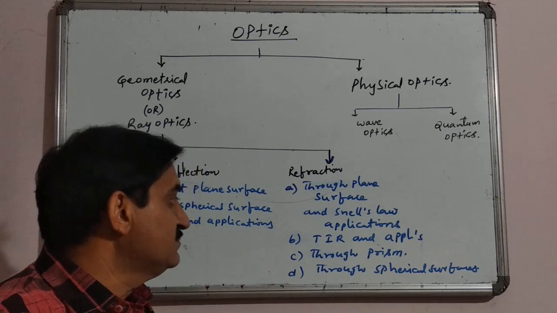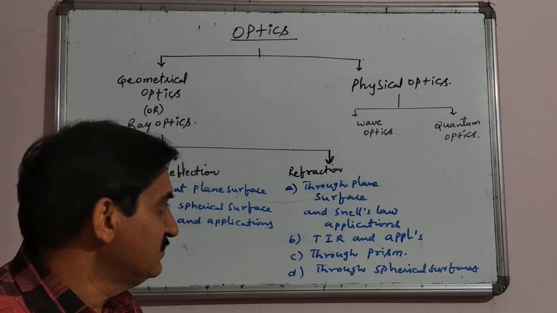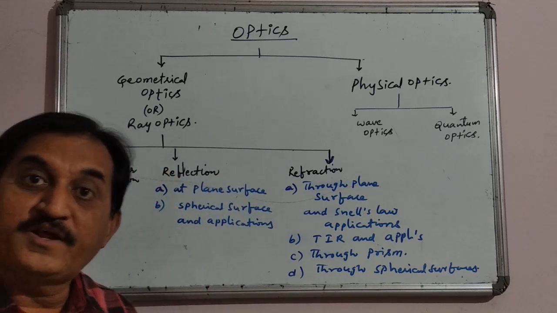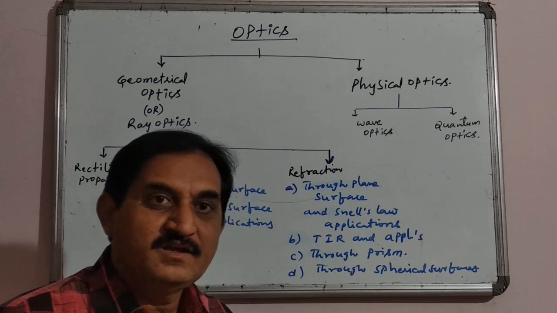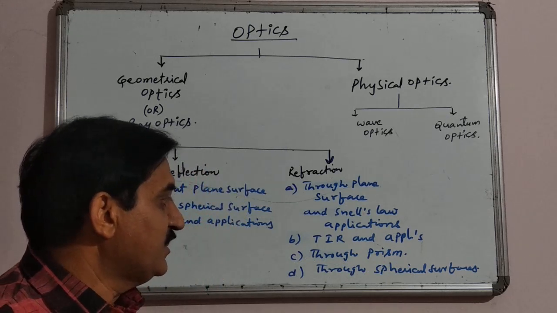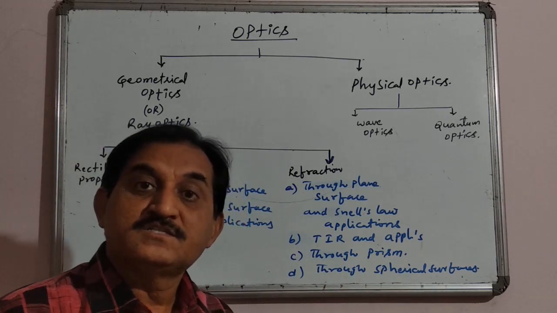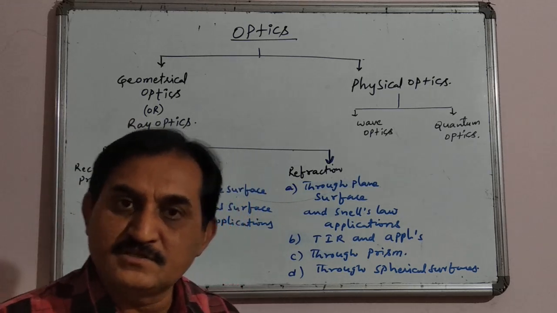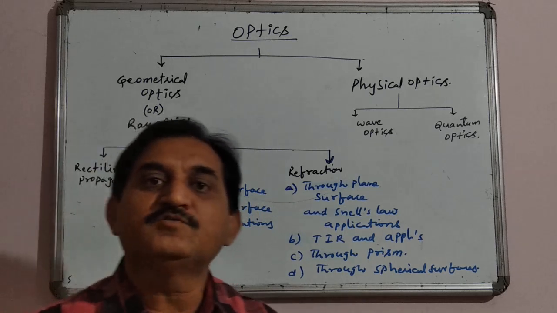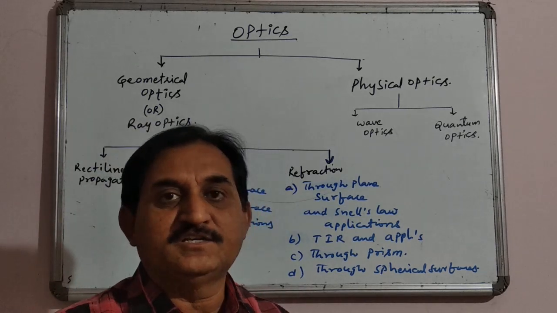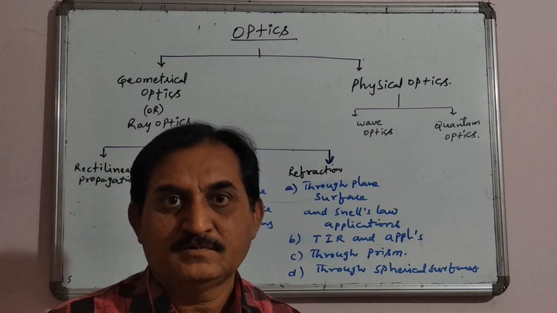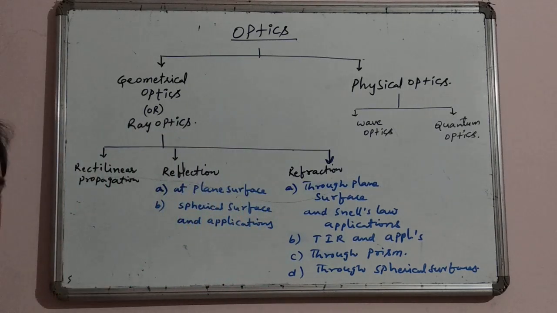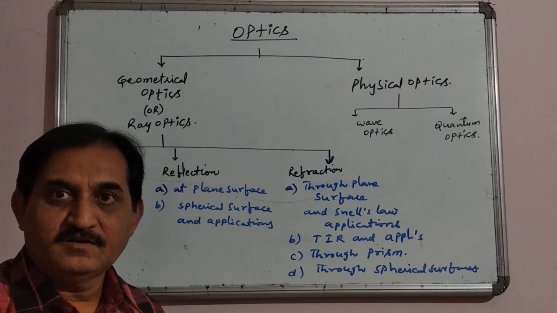The second one is total internal reflection and its applications. The third one is refraction through prism. The fourth one is refraction through spherical surfaces, followed by lenses. This is briefly all about the concepts related to ray optics. Okay, next we go for rectilinear propagation.